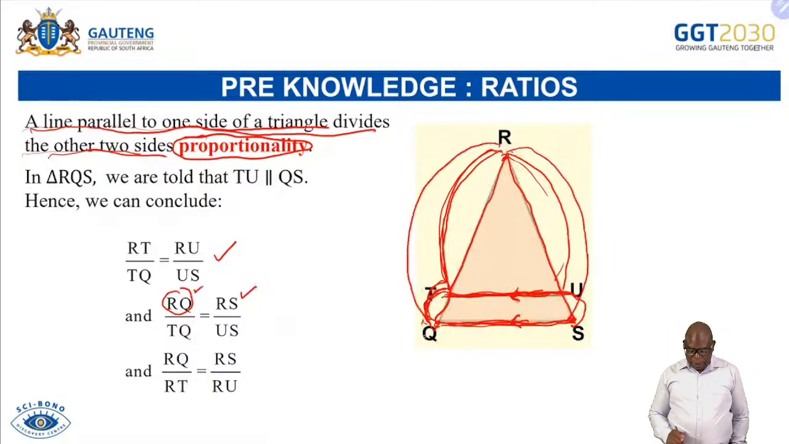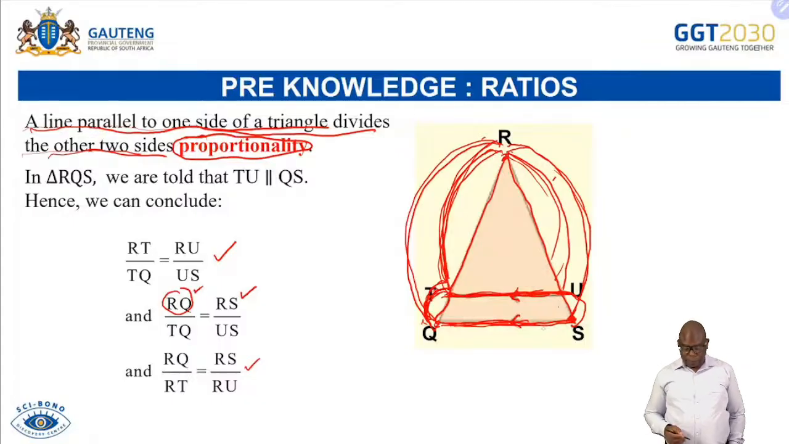Now the next one there, it's RQ. If I say RQ over RT, I must do the same on the right hand side. So it must be RS over RU. That is the ratio. They must be in the same proportion. I can work on any other proportion on that one. I can start this side and say RT over RU will be the same as TQ over US. So you can play around with it, but they must be in the same proportion. Don't worry about this one and that one. We'll talk about it when we do the similarities.